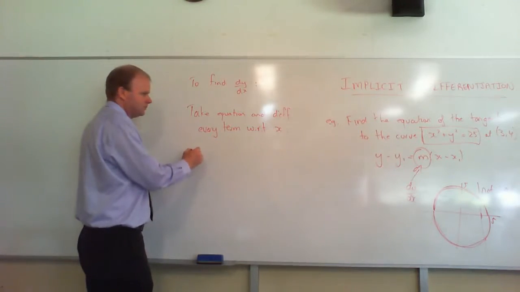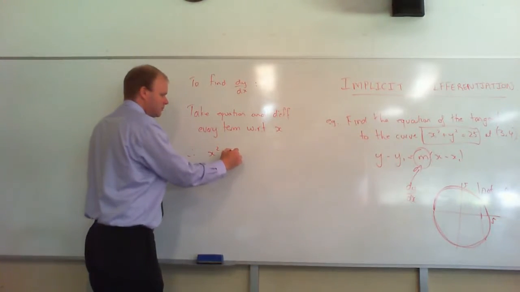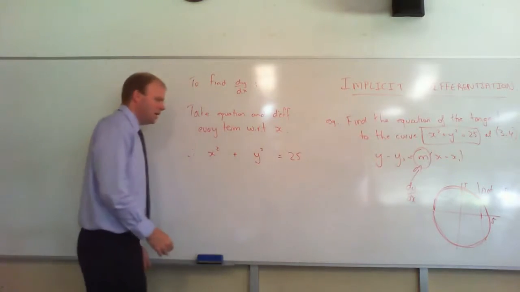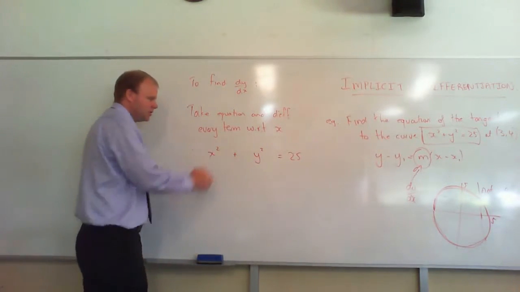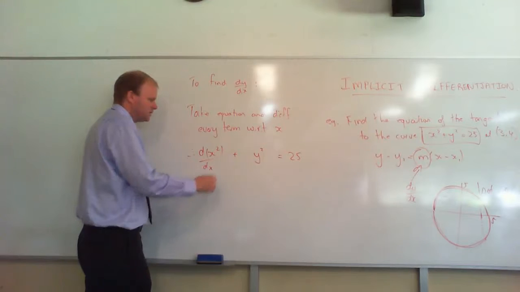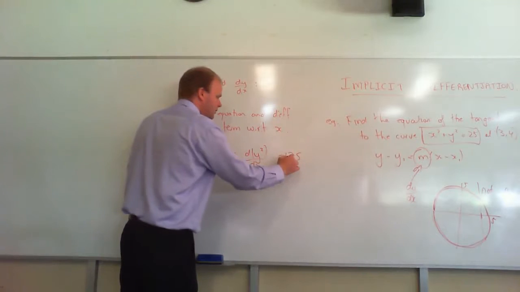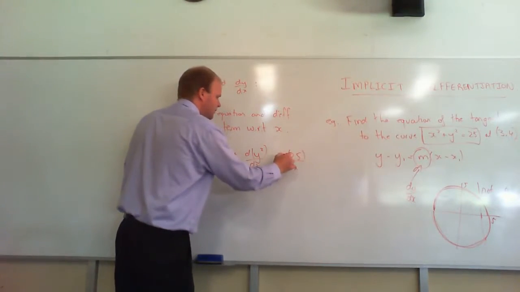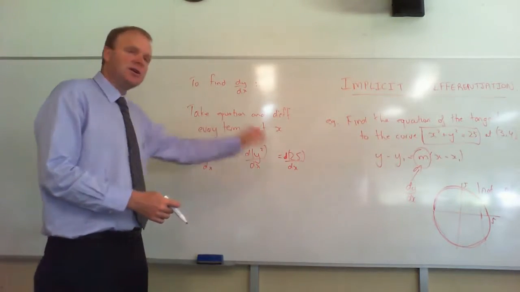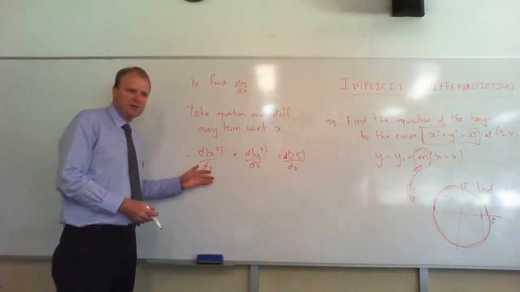For example, x squared plus y squared equals 25, and I'm going to differentiate each term with respect to x. The derivative of that with respect to x, the derivative of that with respect to x, and the derivative of 25 with respect to x. It's an equation. What I do to one side, I do to the other. What I do to one term, I do to all the terms. It's still correct.